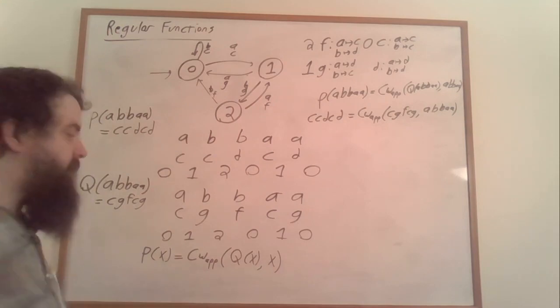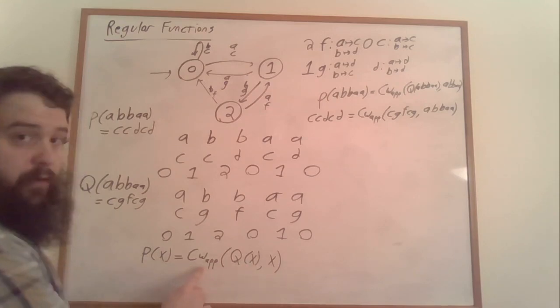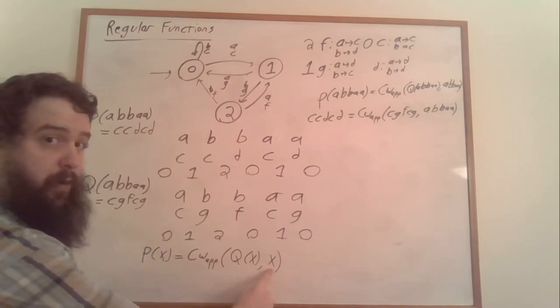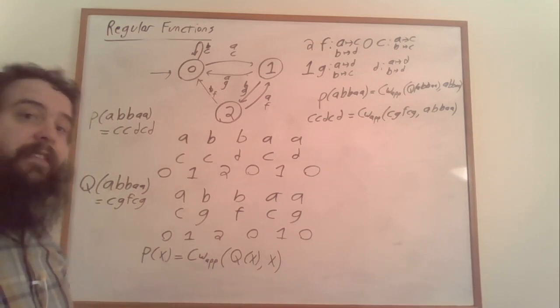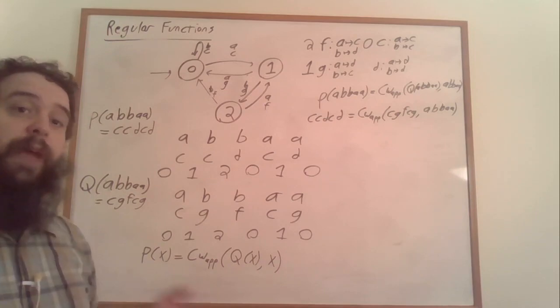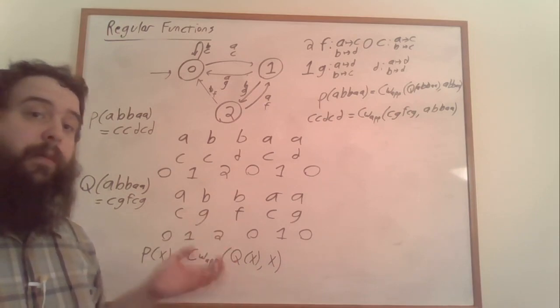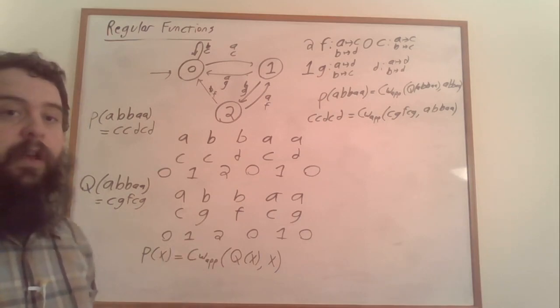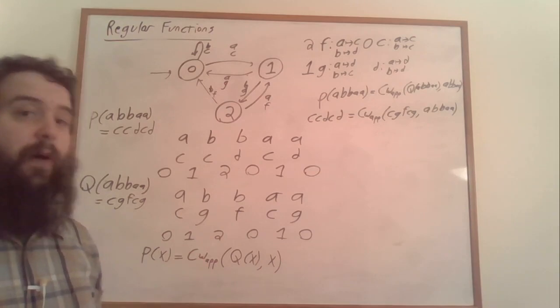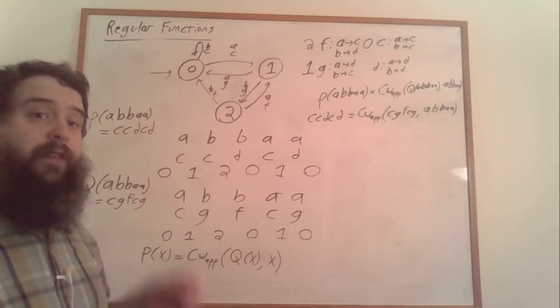I like to call this sort of composition, where we're not just feeding the output of the inner function to the outer function, we're also feeding the input to the inner function to the outer function, a cascaded composition. So we have this fact: every regular length-preserving causal function can be written as a cascaded composition of a character-wise function and a strictly causal length-preserving regular function. Let's actually go a step further.